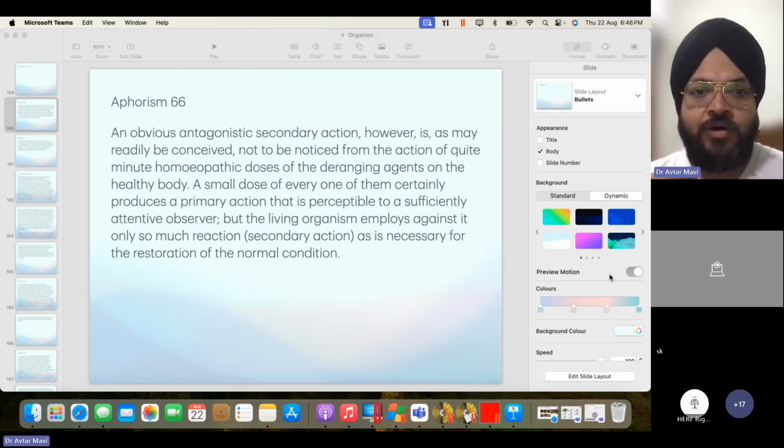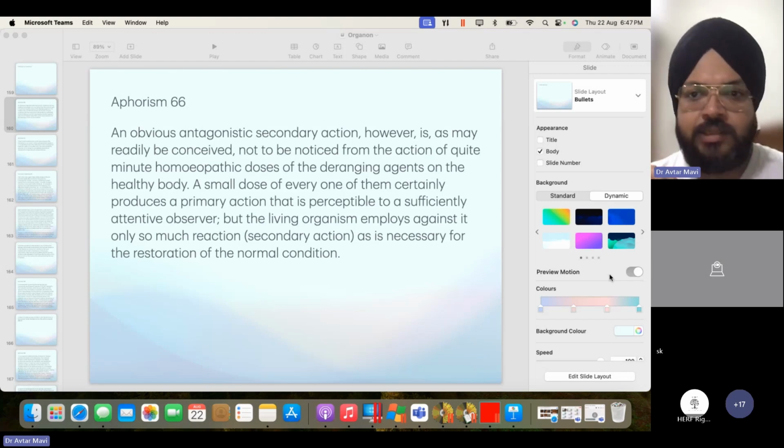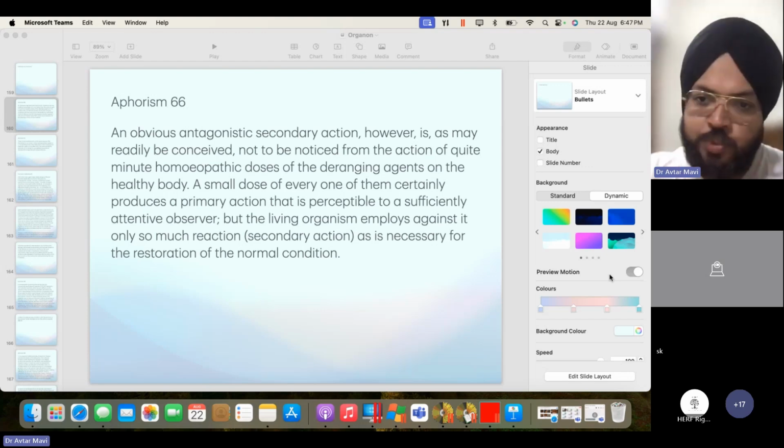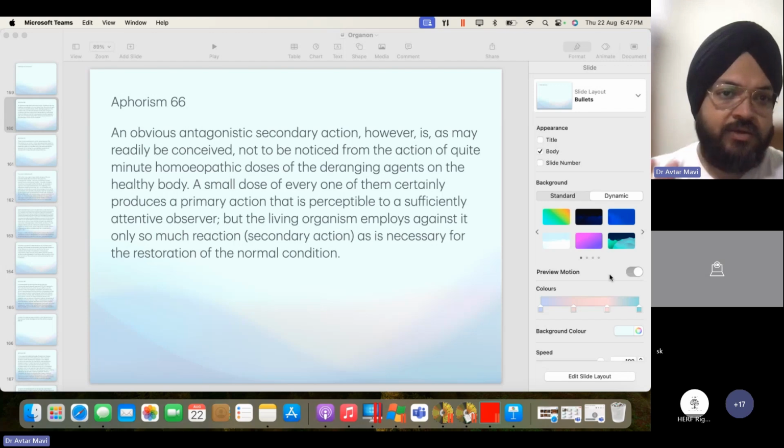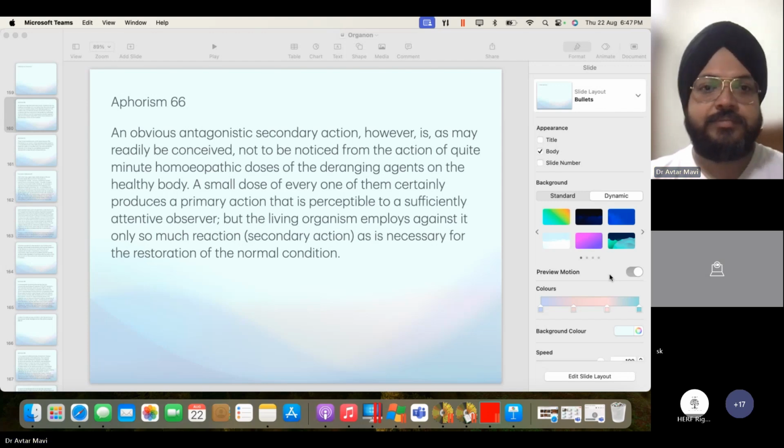So the vital force, the living organism, will just apply a secondary action which is enough for the restoration of the normal condition, because the opposite state is not known to the body. A person who has suffered from constipation has suffered from constipation. So if we give a dose with a similar action, the body will just produce an opposite action in a way that restores health. It will push the action of the medicine away from the body. Whatever action was done on the body, it will just remove it.